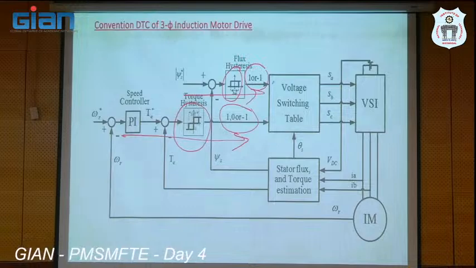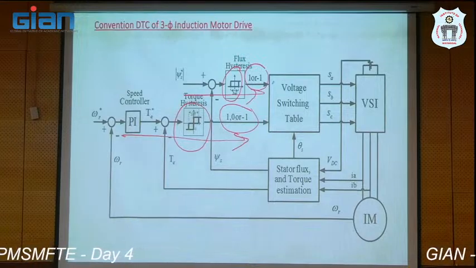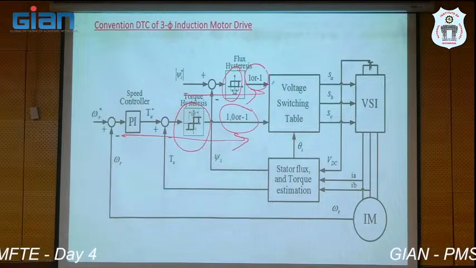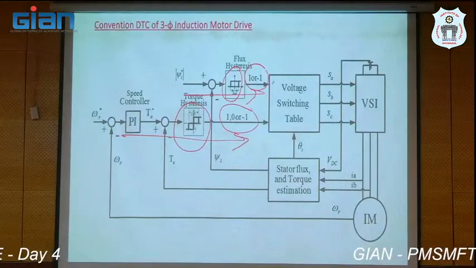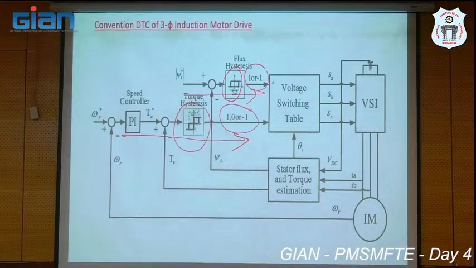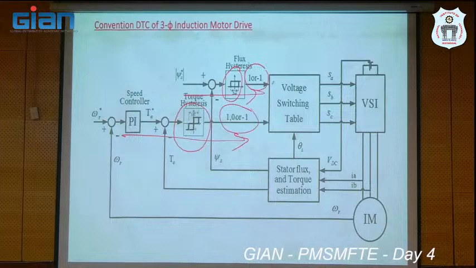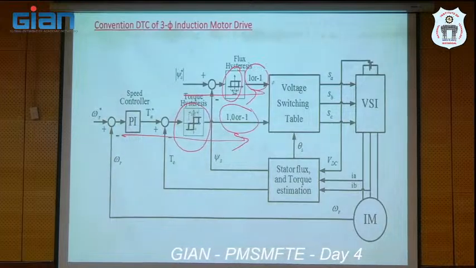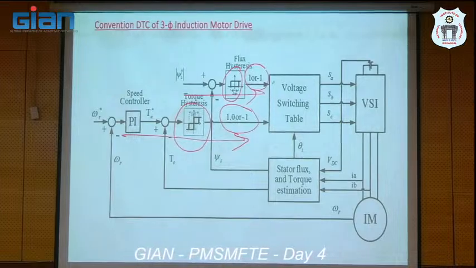Now the question is, why do we need to take 3 states for torque? Why not for flux? The same 3 states we could add to the flux controller also, right? 1, 0, -1. It is under your control. These states are under your control. You can modify them.